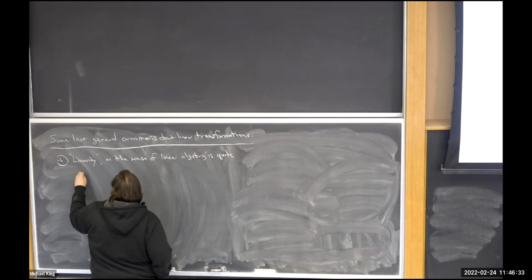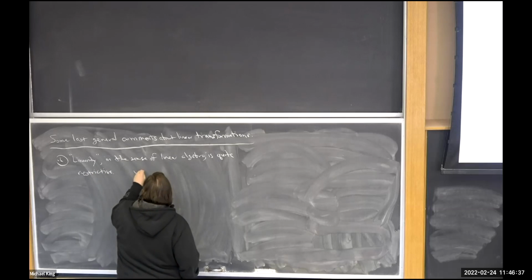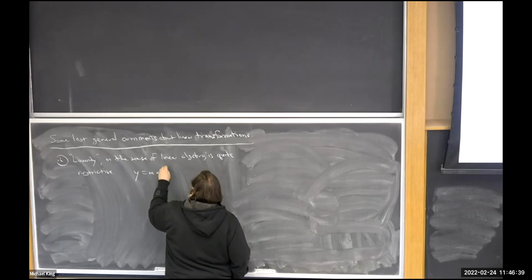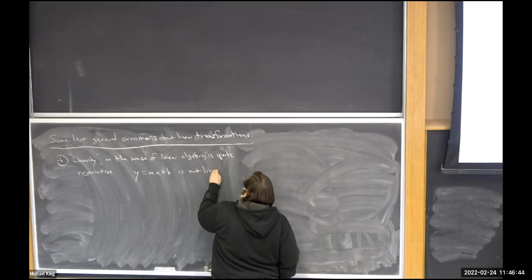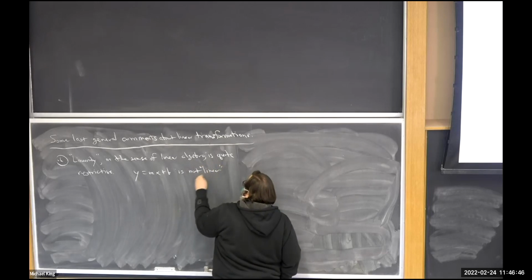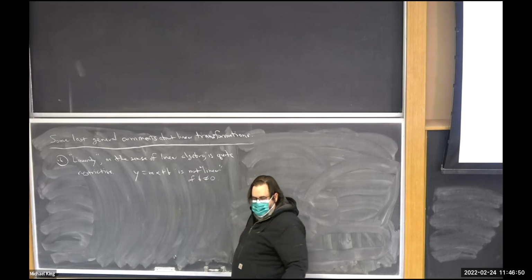I sort of was saying this to some groups last time, that y equals mx plus b is not linear if b is not 0 in the linear algebra sense. All linear things are supposed to pass through the origin.